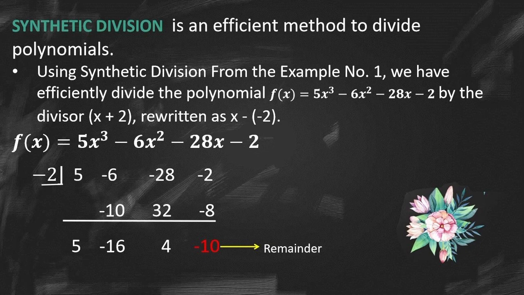So the quotient is 5x squared minus 16x plus 4 with a remainder of negative 10. This method is quicker and involves fewer calculations compared to traditional long division, making it a more efficient choice for dividing polynomials by linear factors.